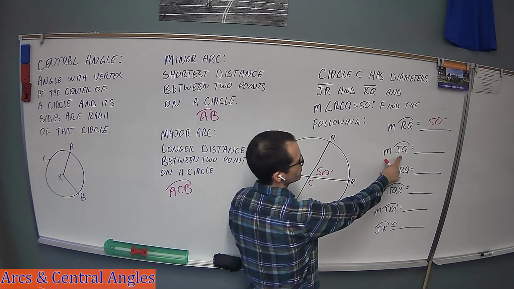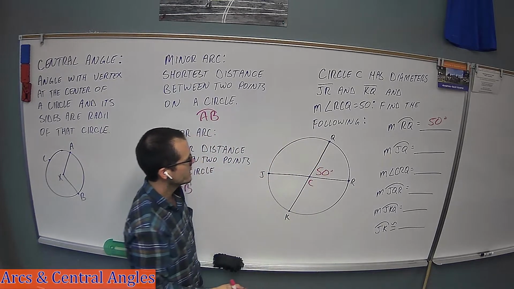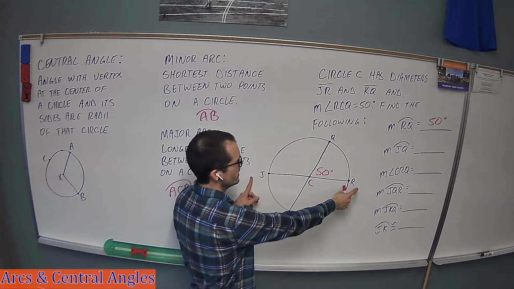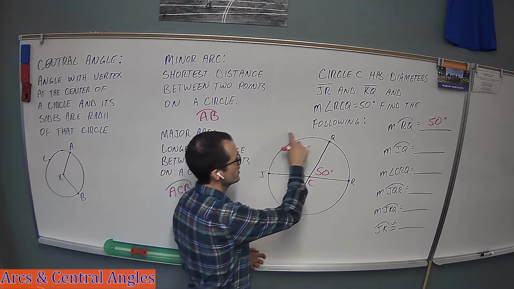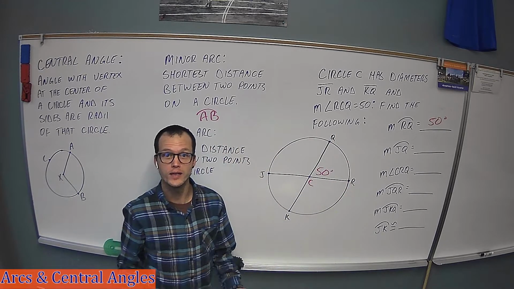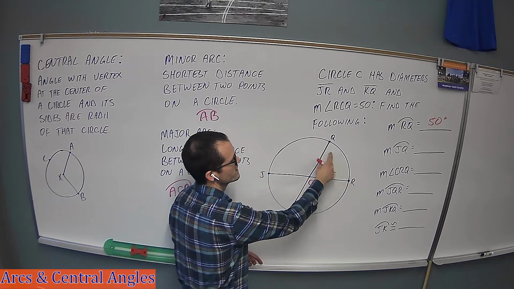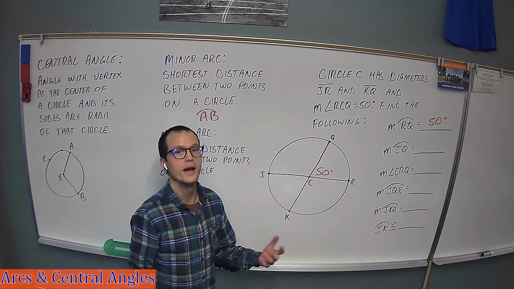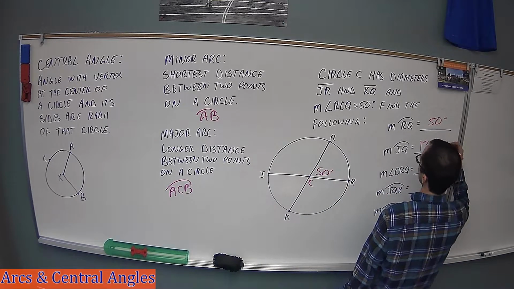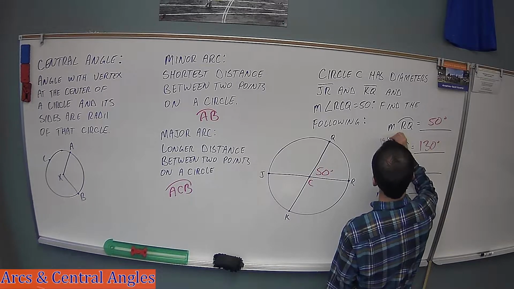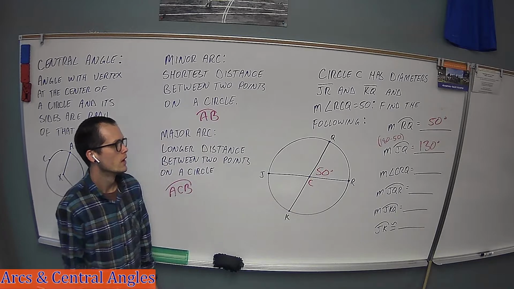The measure of arc JQ, that is this chunk right here. And the way we're going to do that is we know that JR is a diameter. Diameters chop a circle in half. So the arc JR would be 180 degrees. We don't want the whole thing. We just want J to Q, and we know that this is 50. So we'll just do 180 minus 50, giving us 130. So again, where do I put this? Maybe right here. 180 minus 50. Show my work. All right, next one.